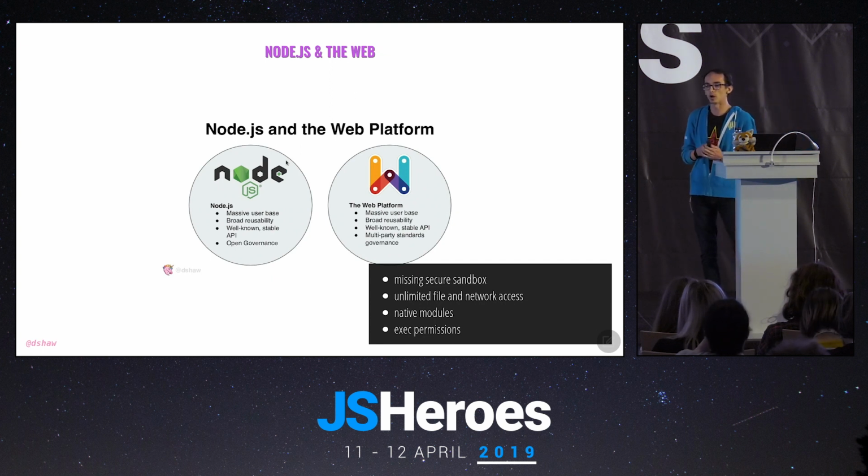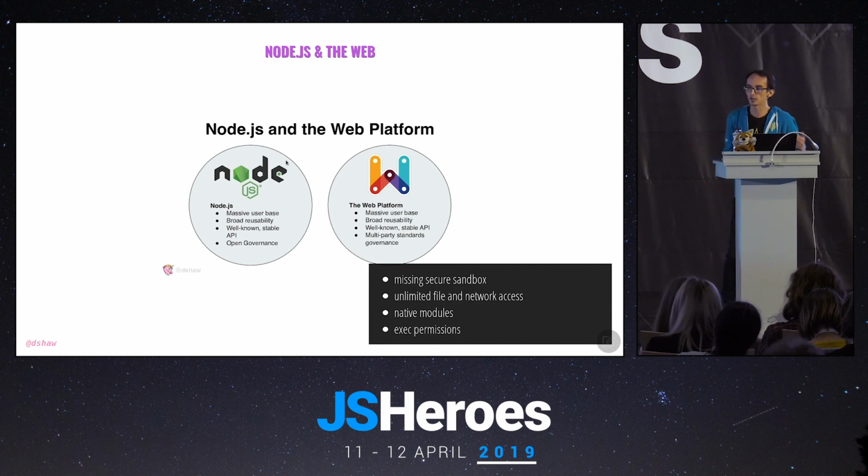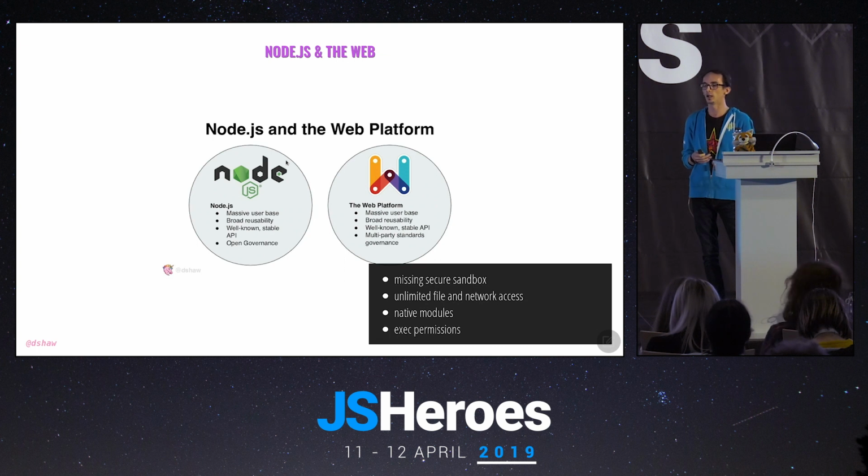And the bigger problem is actually that these gaps, these problems, were unbridgeable for a bunch of reasons. Because the two platforms had very different purposes in mind, and were created with very different restrictions, the Node.js side missed the secure sandbox that JavaScript was very famous for. You would have unlimited network and file access, native modules, you could execute files right, left and right all over the place, and still hide non-existent bitcoins.